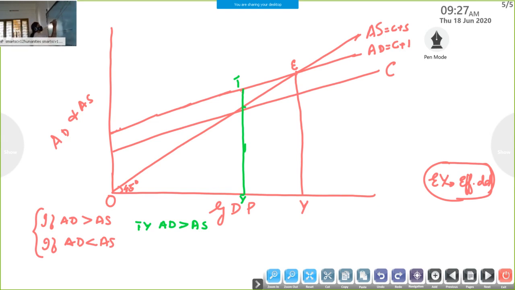You have to give points. T dash Y shows AS and TY shows AD. Then the second situation, AD is less than AS. So come to this side, the right side, where AD is less than AS.